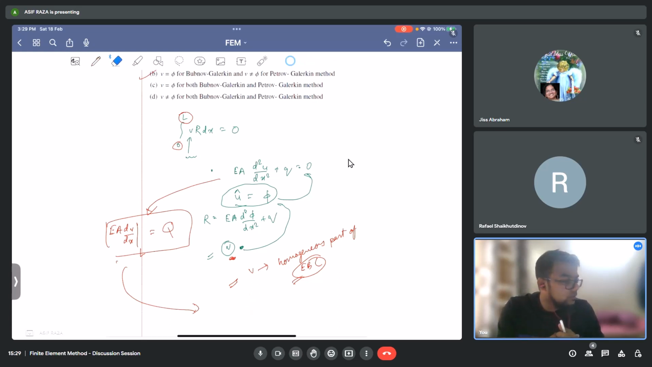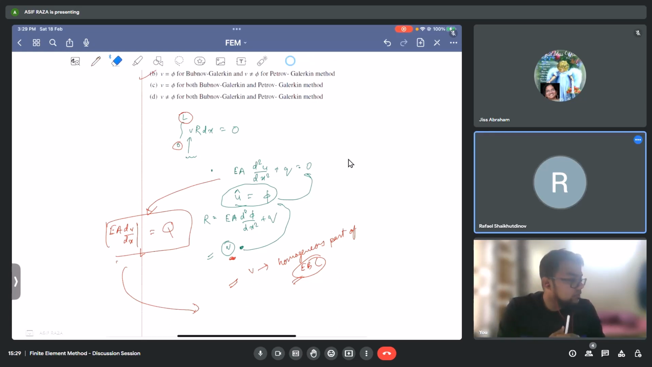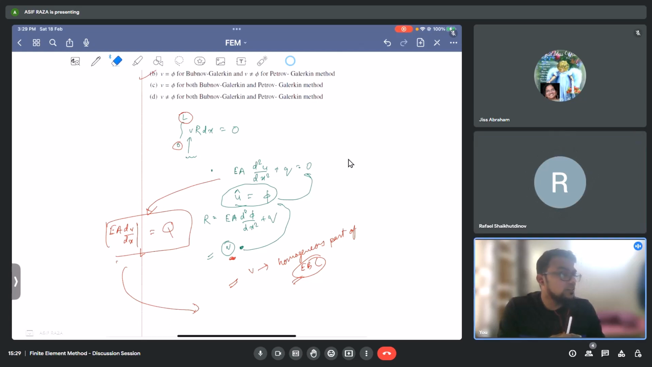I hope, if I am not wrong. Okay, and one more thing, like you said, what are the requirements? So first thing first is the homogeneous part of the essential boundary condition.